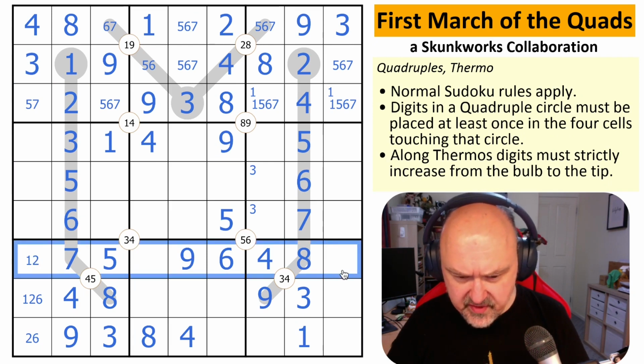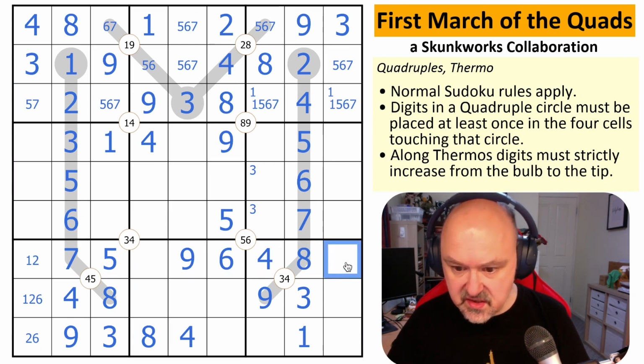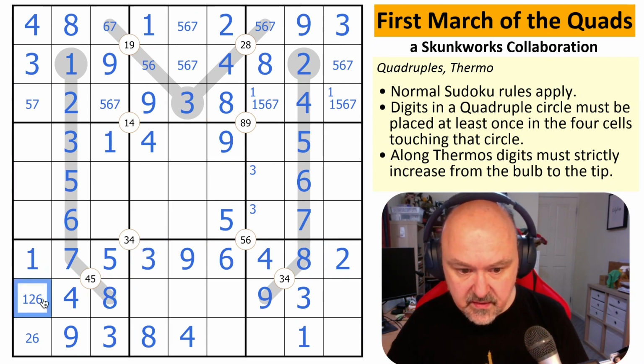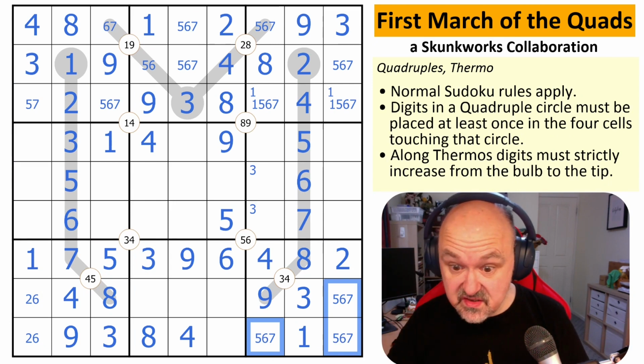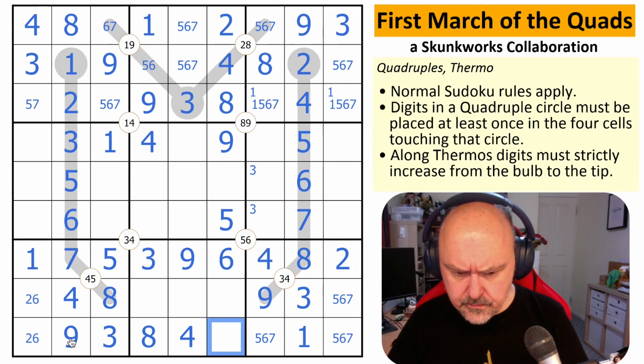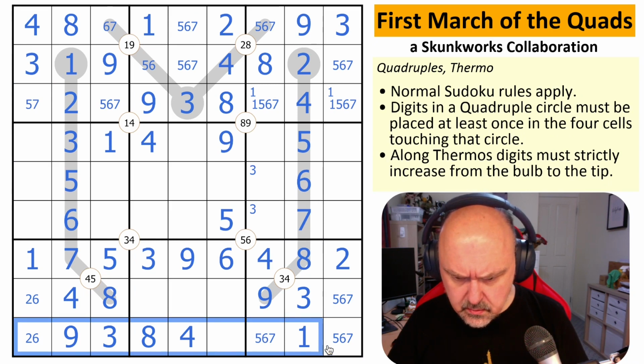I'm missing 3 digits from here. So this is a 2. This is a 1. This is a 3. There is no 1 here anymore. These are 5, 6, and 7. More 5, 6s, and 7s. Wait. What have I got wrong?